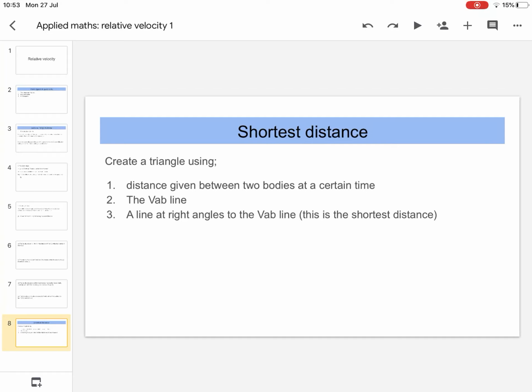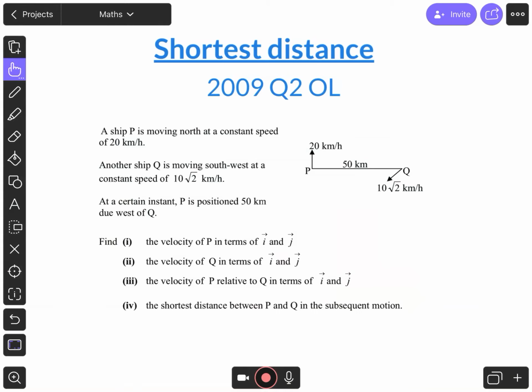We need to create a triangle using the distance between the two bodies at a certain time, and they'll give us that in the question, or they'll give us a way to find that in the question. We will also use the VAB line, or the velocity of A relative to B line, or if it's P and Q or whatever. And then the third thing we'll need is a line at right angles to this VAB line. And this is going to be the shortest distance, because we know the shortest distance is always at 90 degrees.